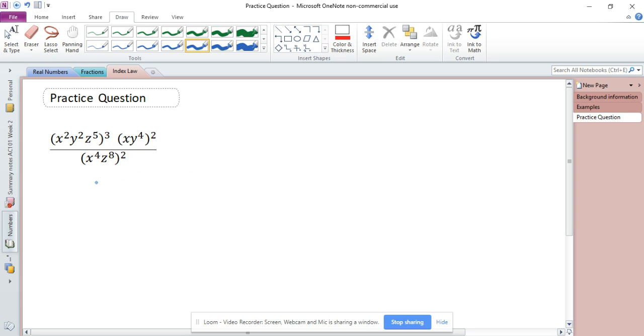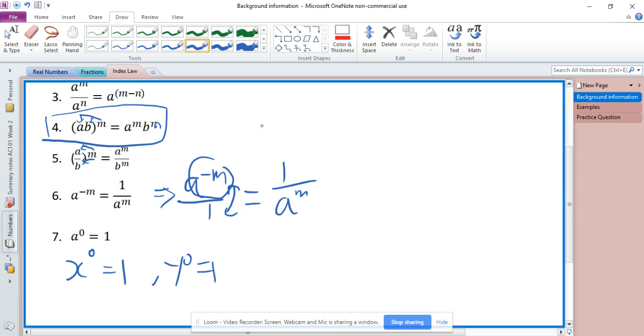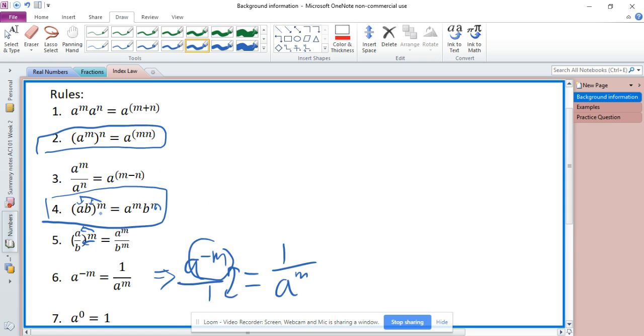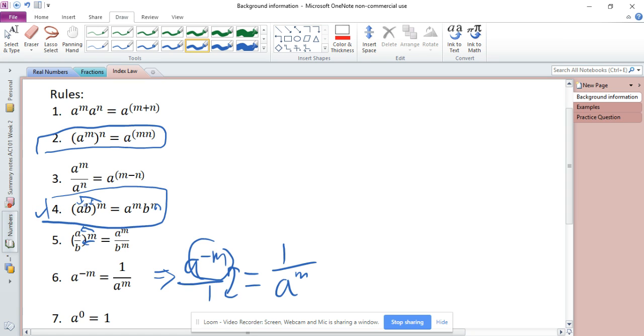So the answer for this question: first of all, what should I do? I need to get rid of the outside bracket power. How can I get rid of it? I'm going to apply rule number 4 and also rule number 2. They are pretty much the same thing, or a combination. Starting from 4, the outside power multiplies into each component inside the bracket, and because not all of them have power of 1, we need to apply the second rule here. You will see what's going on.